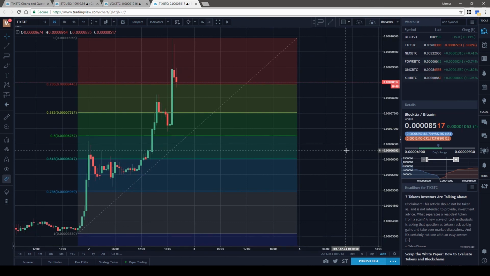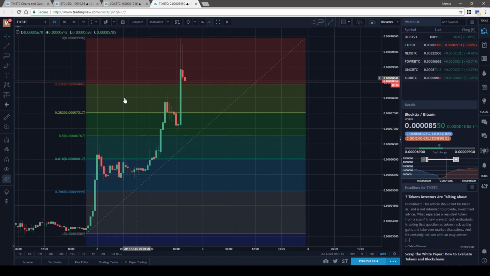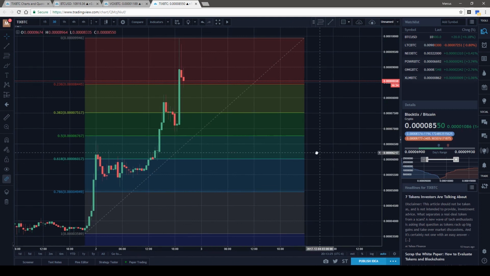Yeah, that's about it for Fibonacci retracements, guys. If you have any questions, please comment down below. I'm more than happy to help. This is a very basic rundown on how to time the bottoms of markets.